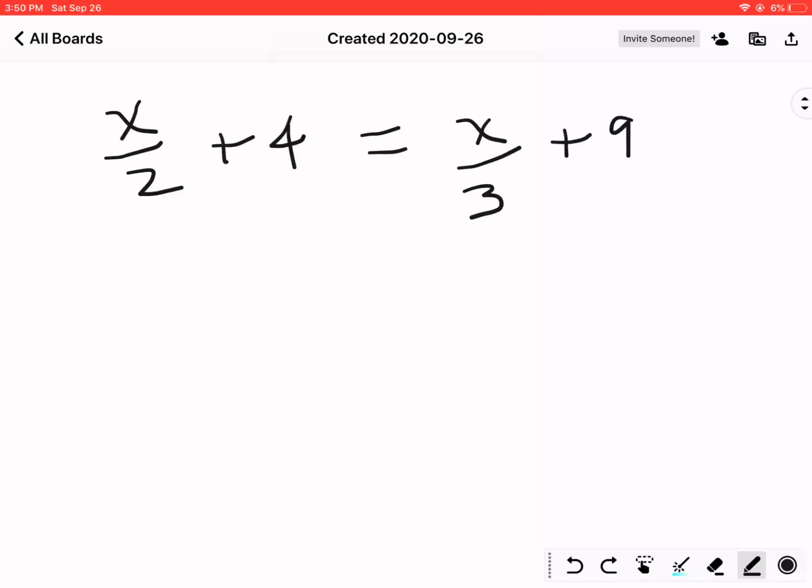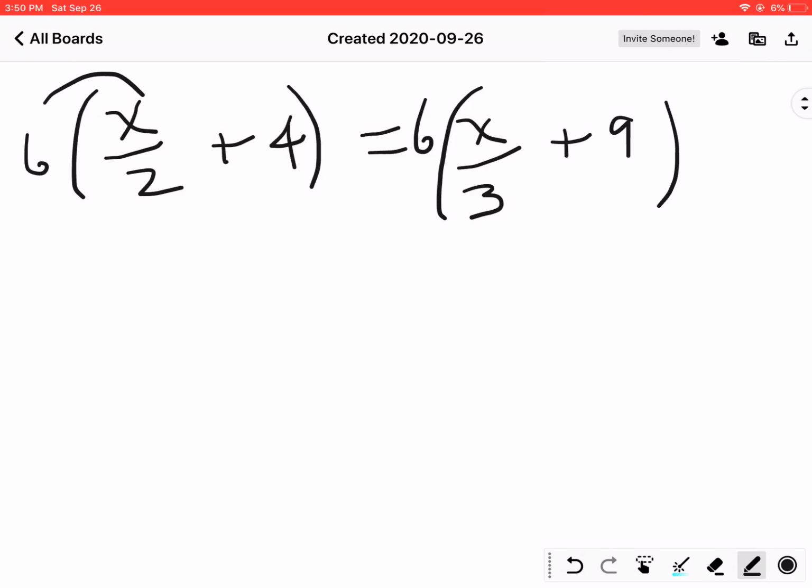Okay, so here we have an equation with fractions on both sides. I note that we can subtract 4 from both sides right away, but I'm going to opt to multiply both sides right away by 6, by the common denominator. And we have binomials on both sides, so we're going to put these arrows in.